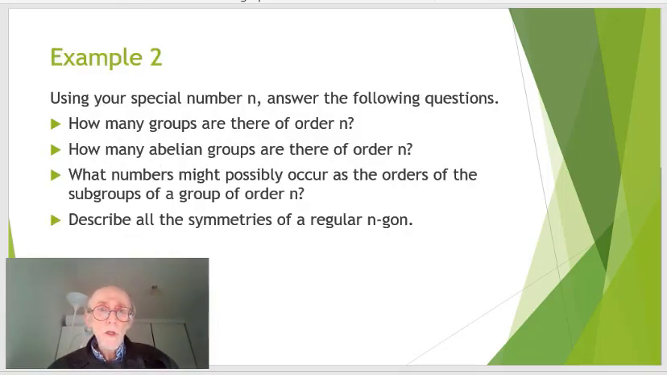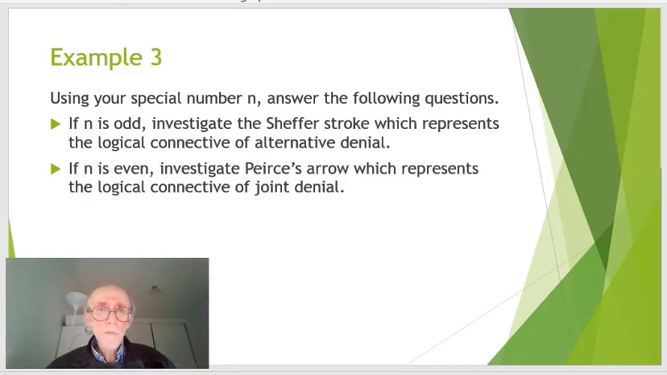In the first example, they had to work out how many groups there were of order n, or do some research to find out the answer, how many abelian groups, what numbers might occur as the orders of the subgroups of a group of order n, and to describe all the symmetries of a regular n-gon. In the second example, if n was odd, they had to investigate the logical connective of alternative denial, while if it were even, they had to investigate joint denial instead.